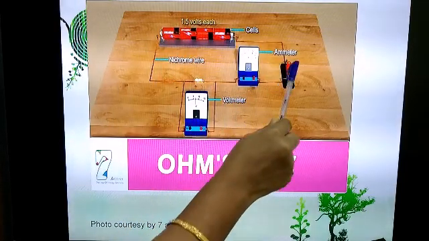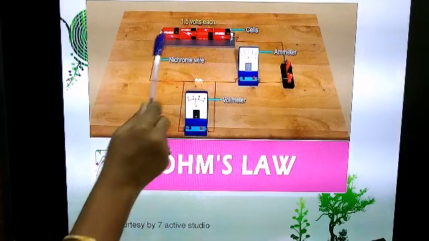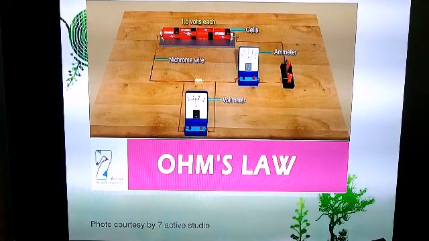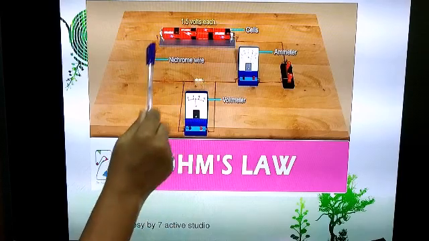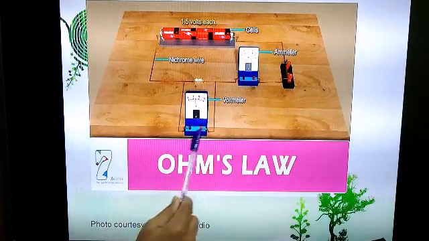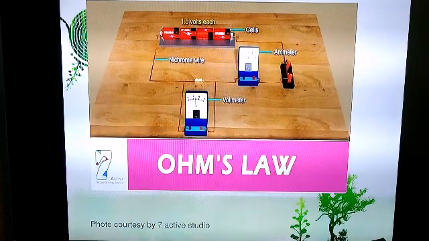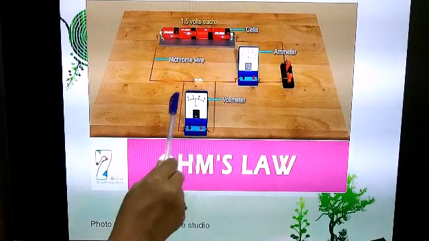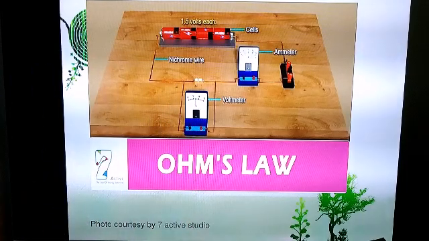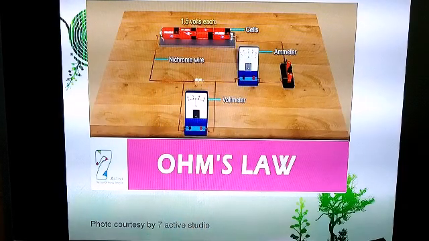There is a key which is connected here, and there is a resistor here, and all these are connected by means of nichrome wire. You will find that the ammeter is connected in series, whereas the voltmeter is connected in parallel in the circuit. Now, what will the voltmeter do? The voltmeter will measure the voltage or the potential difference applied across the terminals. Ammeter will measure the amount of current that is flowing through the circuit.